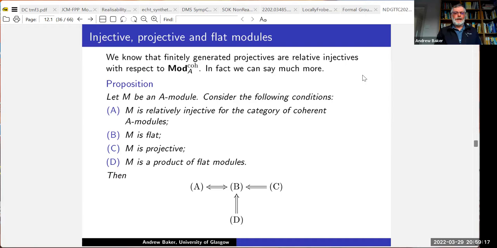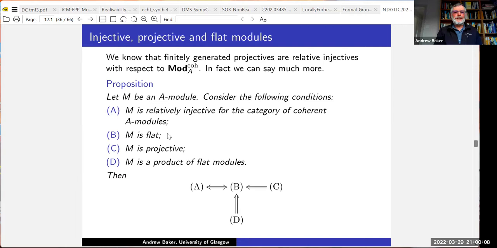So here's a bunch of conditions on an A module. You can ask for it to be injective for coherent A modules. What does that really mean? Well, it means that if you have the usual kind of injectivity diagram, so an exact sequence zero, U to V, and a map from U out to your module, M, and you're talking about coherent modules U and V, M will always split that sequence, but only for a diagram with coherent modules. Flat, well, everybody knows what flat is. Projective. And a fourth condition, a product of flat modules.